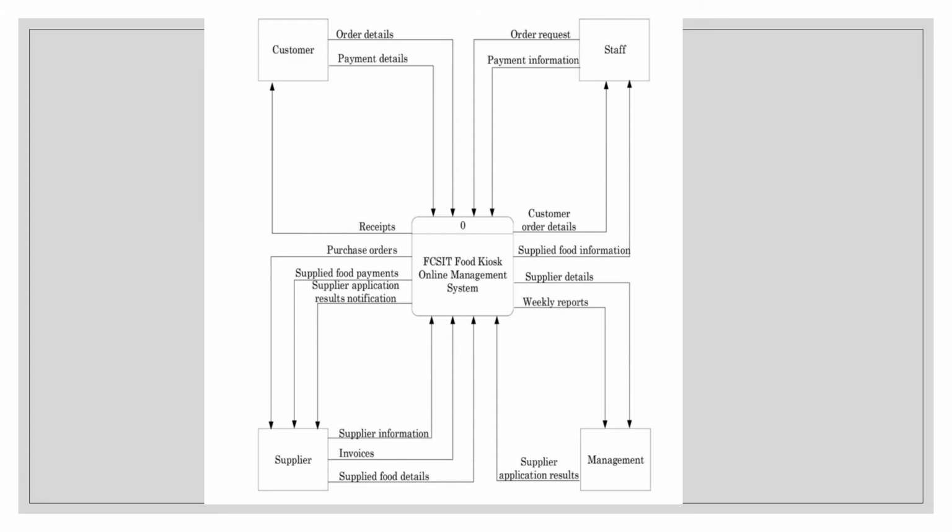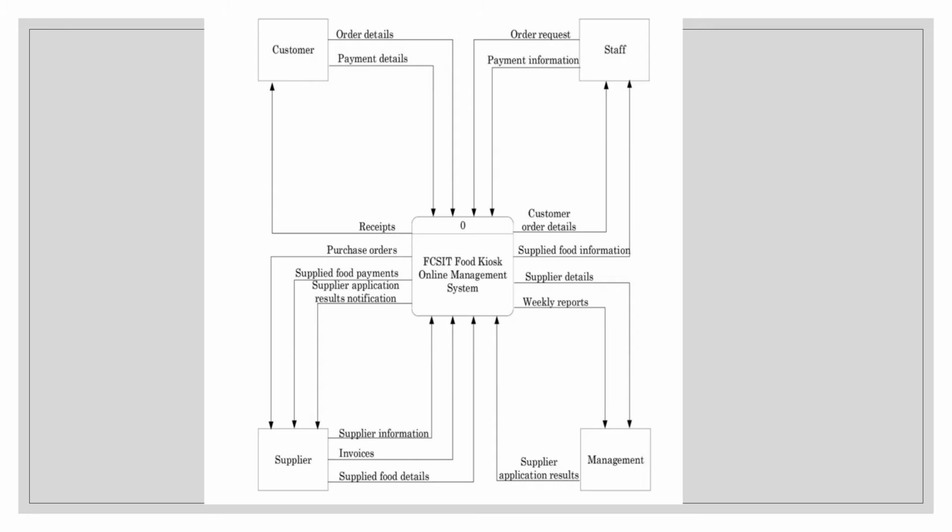Now I want to explain the context level diagram. The FCSIT Focus Online Management System is the single process in the middle. It interacts with the four entities, which are customer, supplier, staff, and management. Customer enters the order details and payment details and receives the receipts.